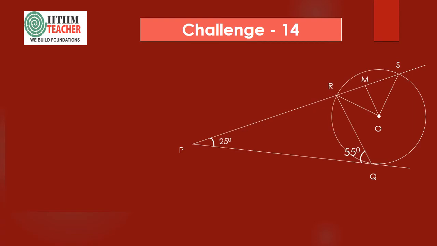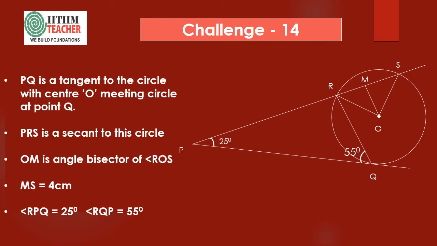Here is the figure and the information given is that PQ is a tangent to the circle with center O meeting the circle at point Q. PRS is a secant to this circle. OM is the angle bisector of angle ROS. MS length is 4 centimeters, angle RPQ is equal to 25 degrees and angle RQP is equal to 55 degrees. Find the radius of the circle.